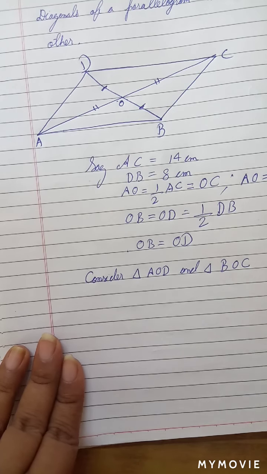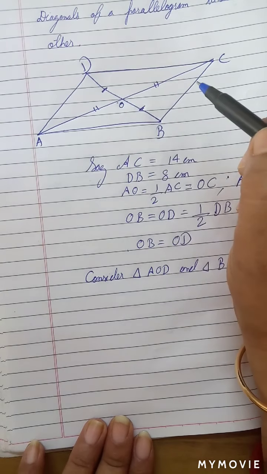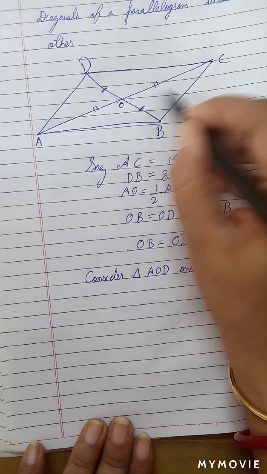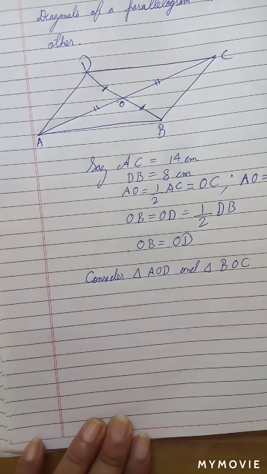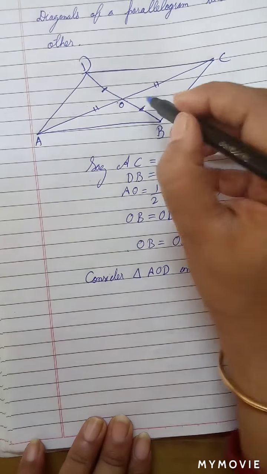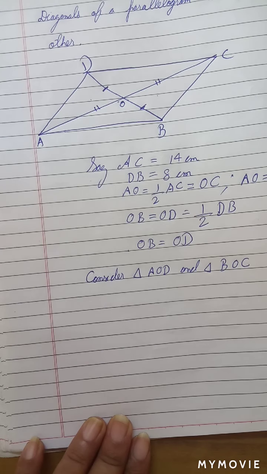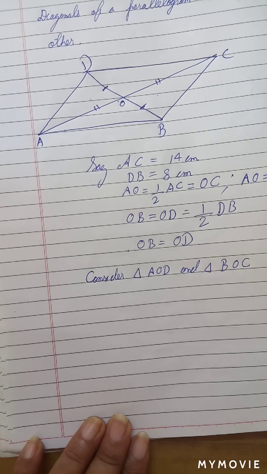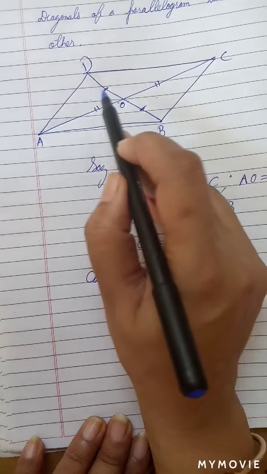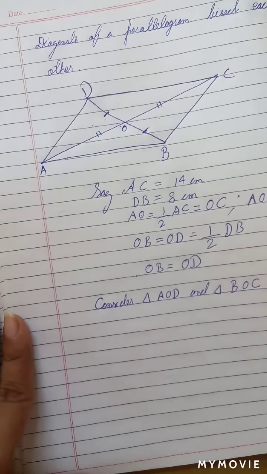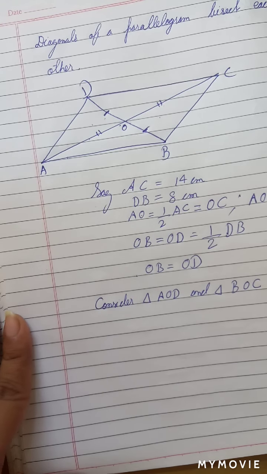Remember, this has not yet been proven, that OB is equal to OD. We are yet to prove it. So, we have considered this triangle and this triangle. And using the congruence property of triangles, we will prove that these two triangles are congruent. And when it is proven that these two triangles are congruent, with parts of congruent triangles being equal, we will be able to prove that this side is equal to this side and this side is equal to this side.